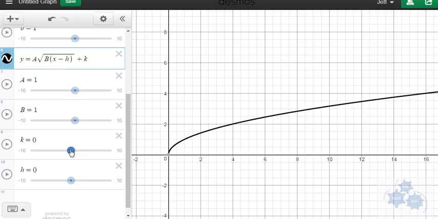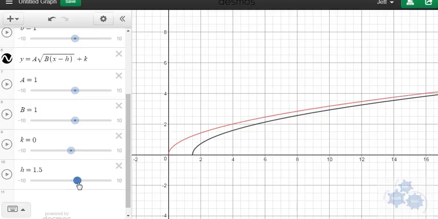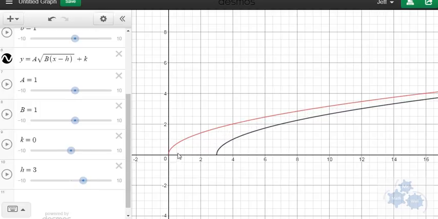And if I move k, let's do h first. If h is a positive, let's say, I don't know, 3, that's going to be x minus 3 in there, right? So look what happens when I change this parameter. See that? And as you would expect, the whole graph is moving to the right. So if h is 3, that's x minus a positive 3, x minus 3. Moves it to the right 3 units.